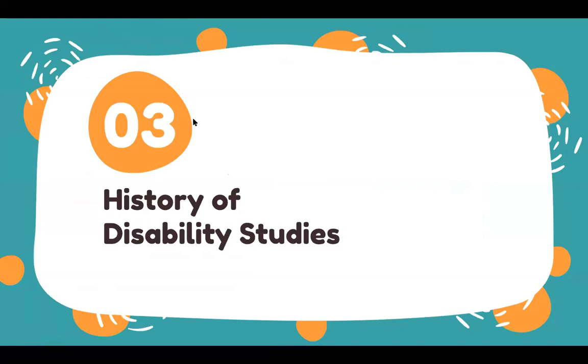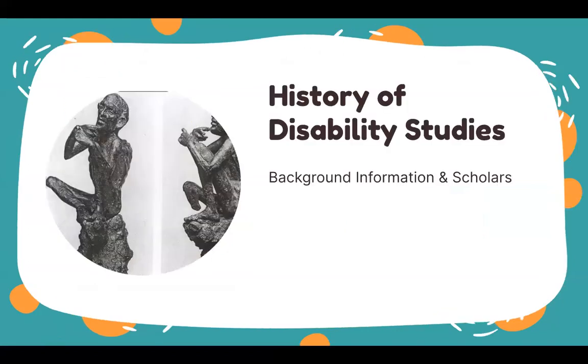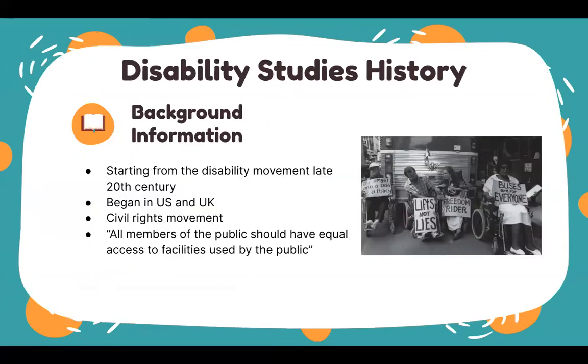So next we're going to talk about the history of disability studies. We're just going to go over the background information and the scholars that were involved with the history of disability studies. So disability studies started with the disability movement in the late 20th century and mostly began in the US and then a little bit in the UK as well.